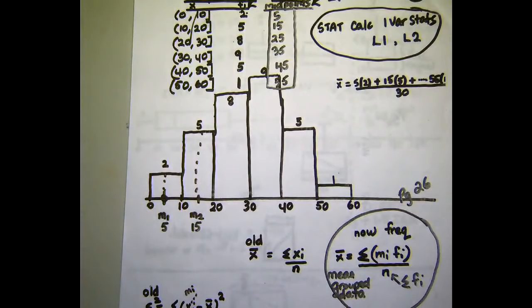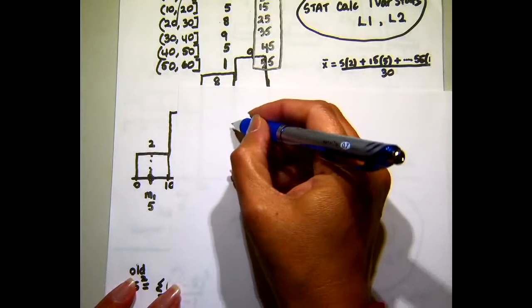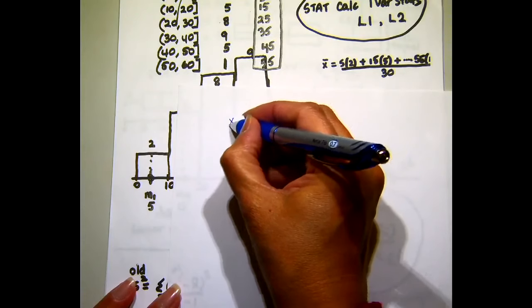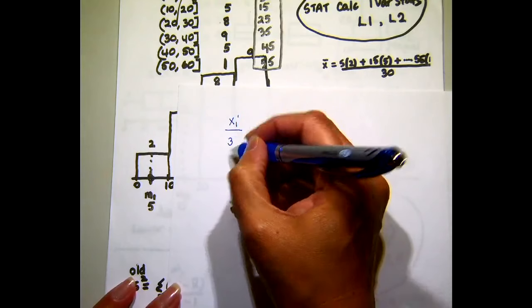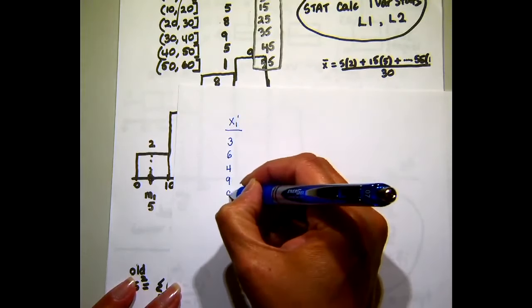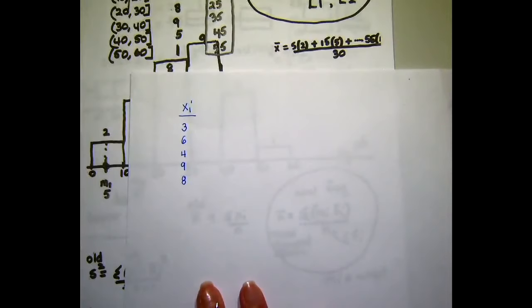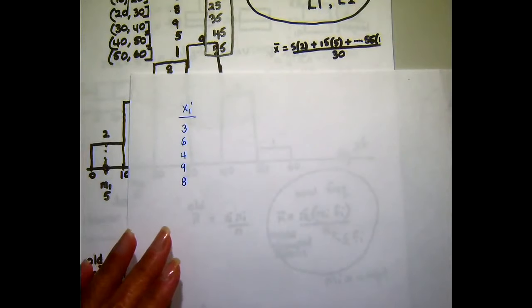Do you know how to find the mean and the variance of a regular data set like this? Let's say you have xi. The data set we used last time was 3, 6, 4, 9, and 8. I already know how to find the mean and the variance of this data set.